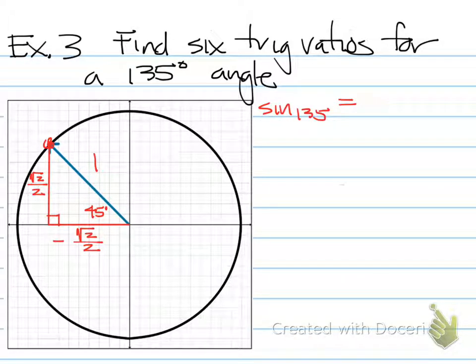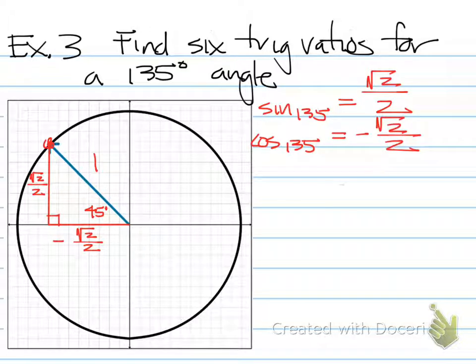All right, so x is the x-coordinate, which is negative. Sine is the y-coordinate, which is √2/2. Cosine is the x-coordinate of that point, -√2/2. Tangent is sine over cosine. Since those two are the same thing except for the sign, if I divide one by the other, it's just going to get -1.